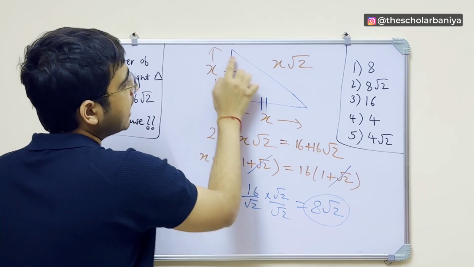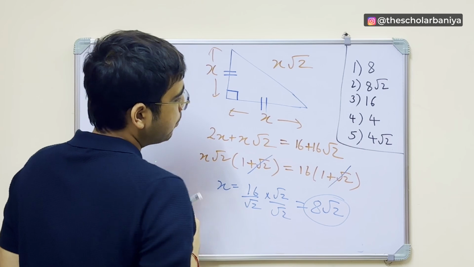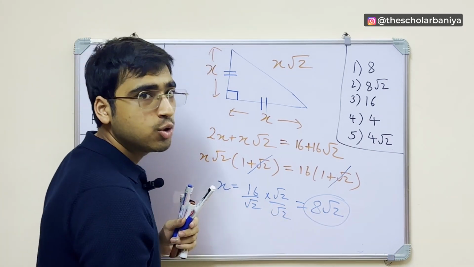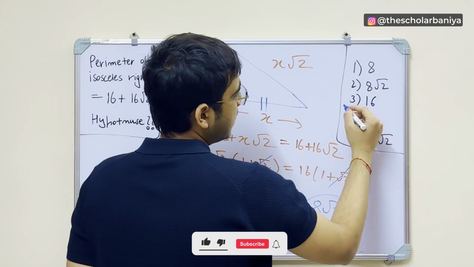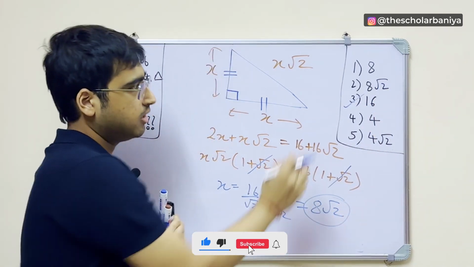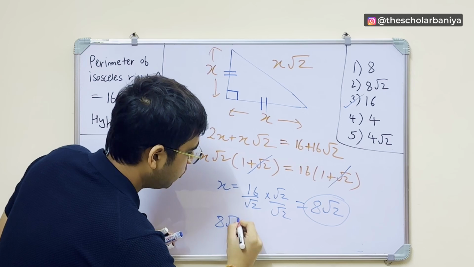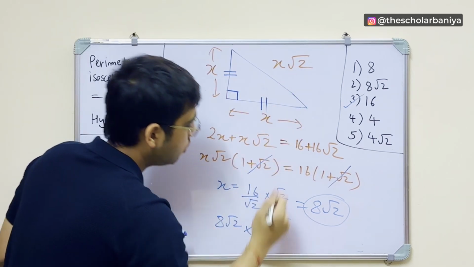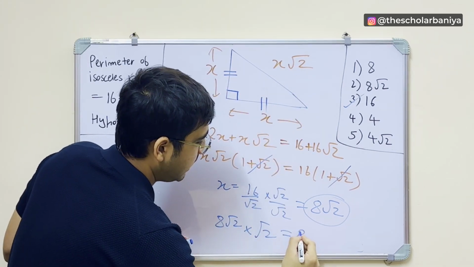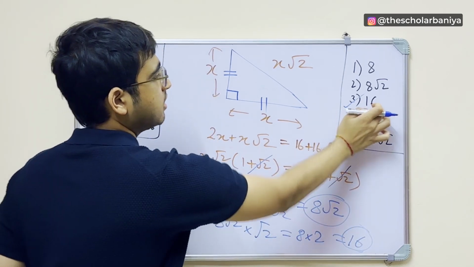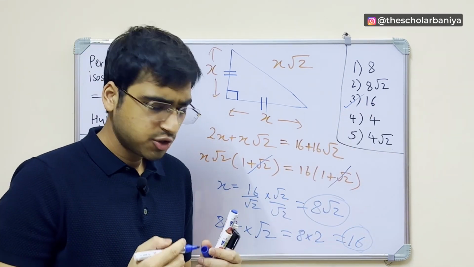So we had to find the hypotenuse, which is x root 2. So x root 2 means 8 root 2 into root 2, which is 8 into 2, which is 16. So the final answer becomes the third option, which is 16, right? Because 8 root 2 into root 2 is 8 into 2, which is 16. So your final answer becomes 16. I hope all of this should be very basic.